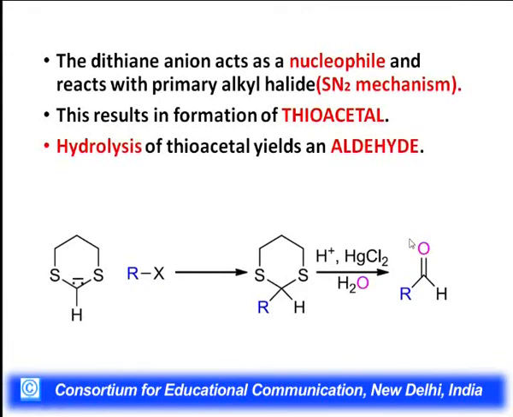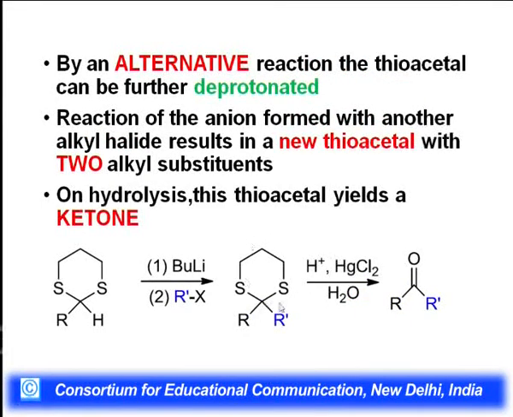Alternatively, if we want to prepare a ketone, then this can be reacted further. It still has, please look here, an acidic hydrogen. This hydrogen is still acidic in nature. This will again react with the base, butyl lithium, and we will get an anion here, and then this anion will react with an alkyl halide, resulting in the formation of a new thioacetal with two alkyl groups, and then when we do the hydrolysis of this compound, we will get a ketone.